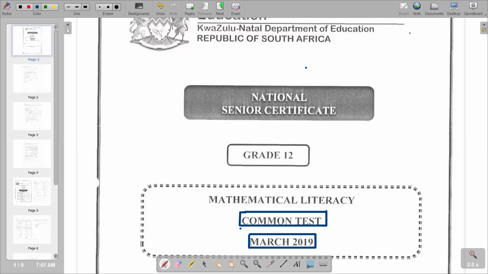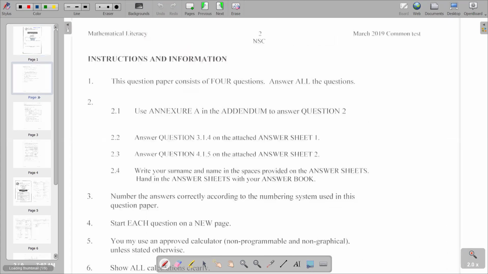In this video, I want to look at a common test from March 2019, from the province of KwaZulu-Natal. Going to our requirements in terms of instructions and information, we are only concerned about information one according to this video.